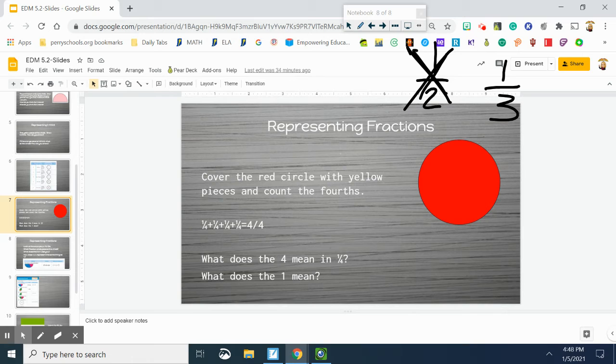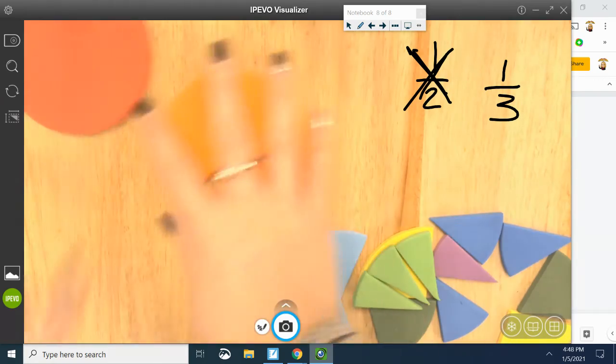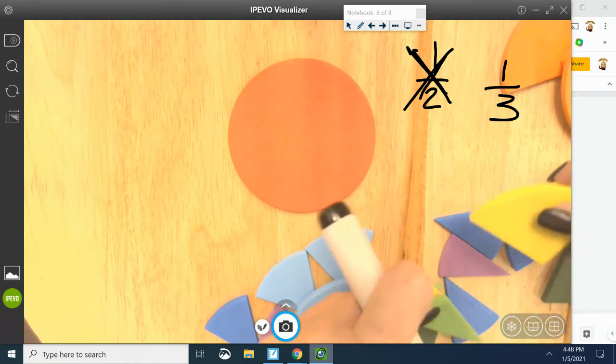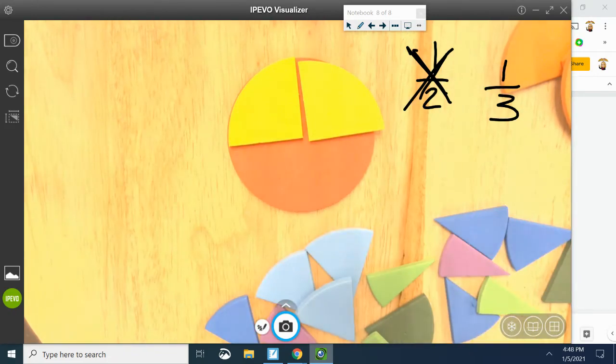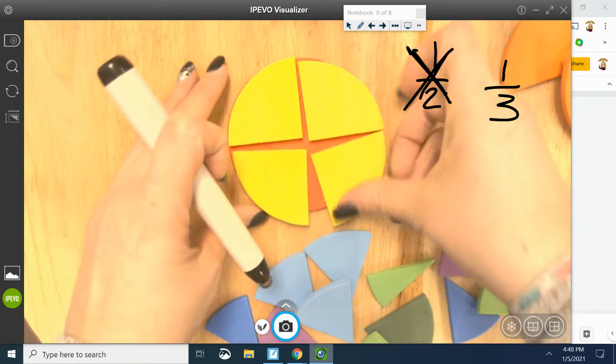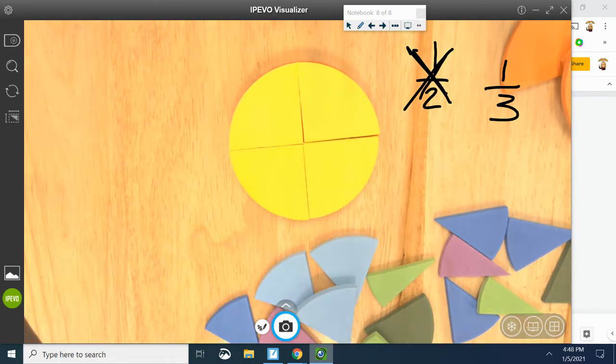Okay, so we're going to cover the red circle with yellow pieces and count the fourths. We're going to need to think about what does the 4 mean, what does the 1 mean. So I've got my whole red circle here, and I'm covering it with the yellow pieces. And when I cover it, it covers up that red whole circle perfectly.